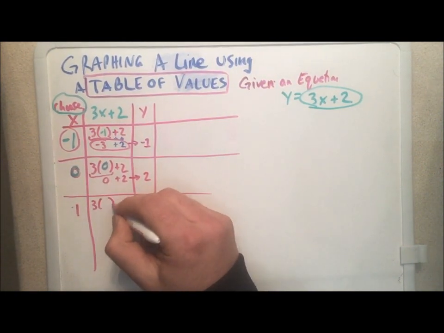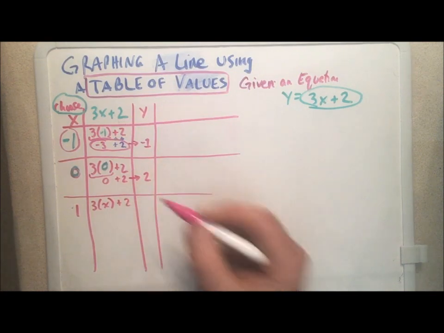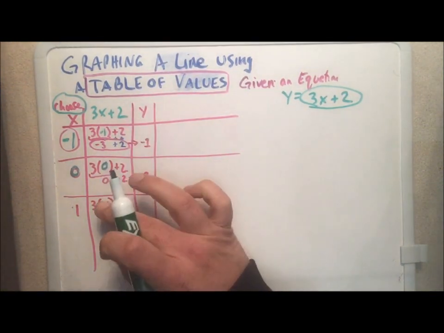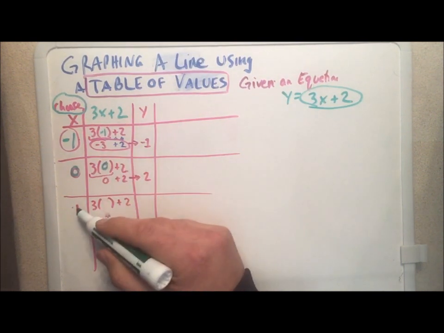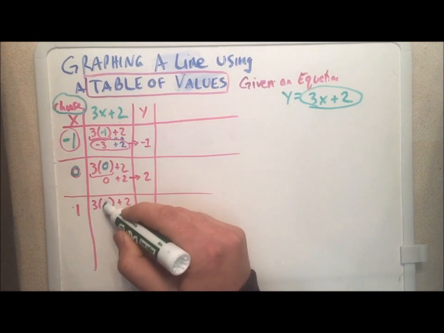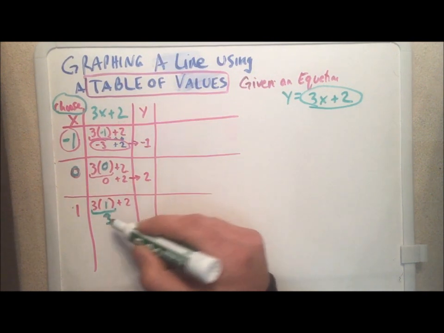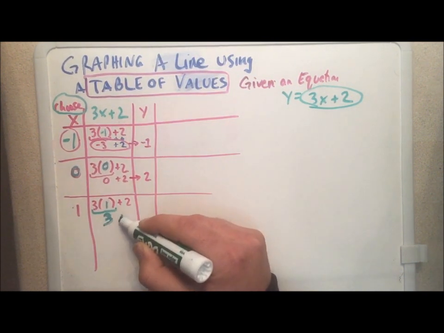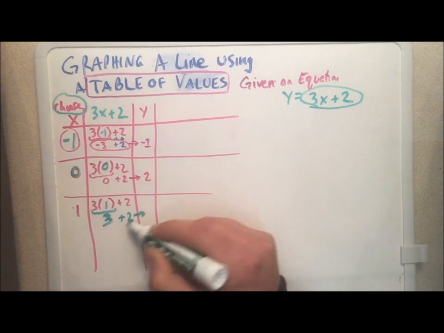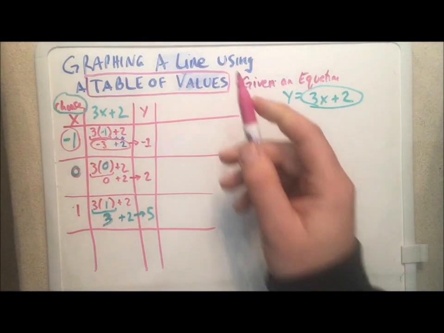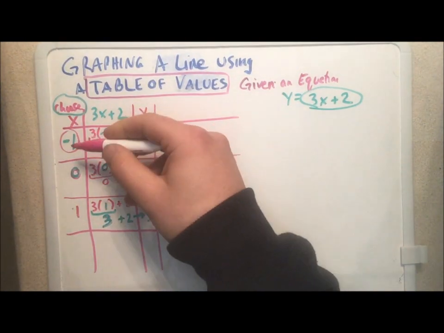3 times x plus 2 again. We're always starting with this every time. And instead of writing the x, I'm going to put what we chose for x, which is 1. See how easy the math is? 3 times 1 is 3. Trickle down, trickle down. 3 plus 2 is 5. That is all we're going to do for a table of values for now, 3 values.